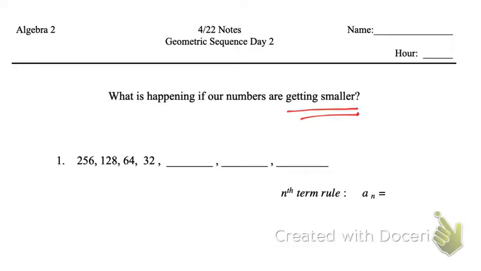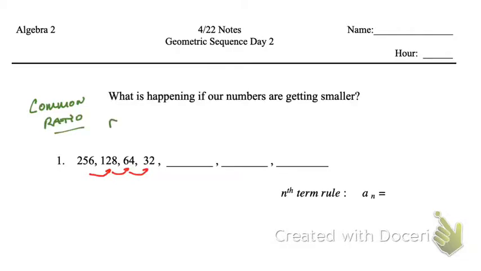All right, so up until now on that lottery problem and on Tuesday's work, you were always multiplying to get your next number. So if we're getting smaller, as we see here, we're going from 256 to 128, 128 to 64, 64 to 32. We're getting smaller, so we wouldn't be multiplying. We would be dividing, okay, or we would think that we would be dividing. Now, I want to point this out right off the bat. Remember, that number that we multiply by is called our common ratio.